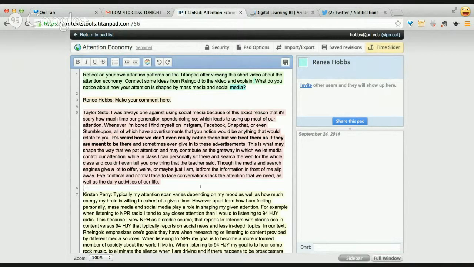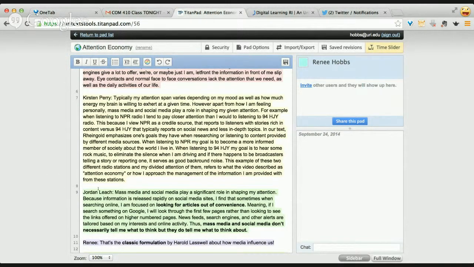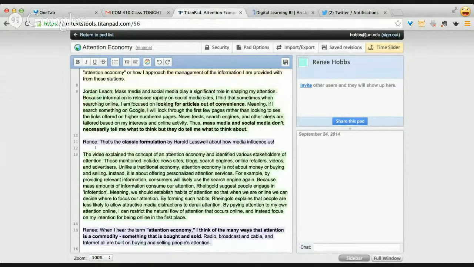Sometimes we even give in to them. I thought that was a great point. Jordan, I really liked your observation about how sometimes we look at things out of convenience, and you make this point: mass and media and social media don't necessarily tell me what to think, but they do tell me what to think about. Well, I recognize that phrase, so I wrote, that's the classic formulation by Harold Lasswell.